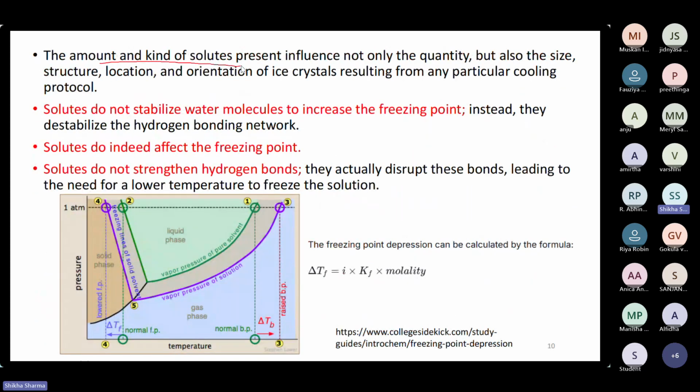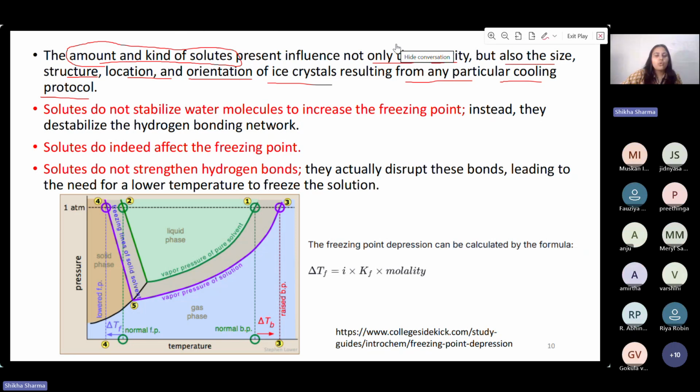So the amount and the kind of solute, basically how much concentration of the solute we are adding, and also what is the nature of the solutes we are adding, will affect not only the quantity, but also the size, structure, location, and orientation of ice crystals resulting from any particular cooling protocol. So which kind of solute particles we are adding will affect the overall property and the overall structure of the ice.